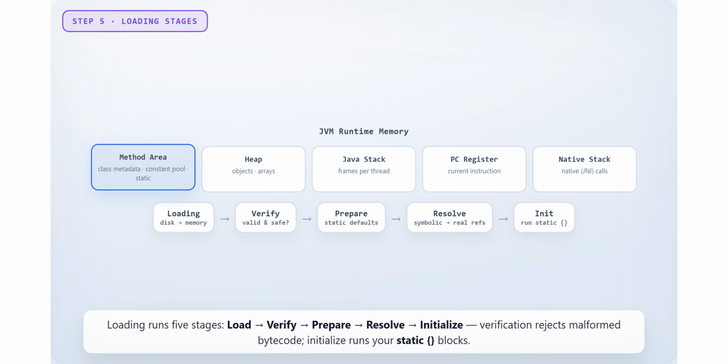Loading runs in 5 stages. Loading reads the bytecode, verification checks it's safe, preparation allocates static memory, resolution turns symbolic references into real ones, and initialization runs your static blocks. Verification is exactly what stops malformed or malicious bytecode.